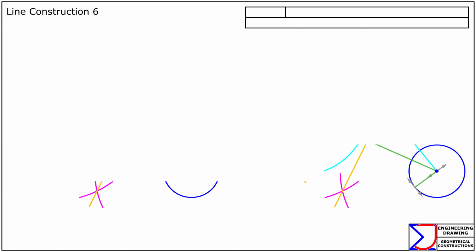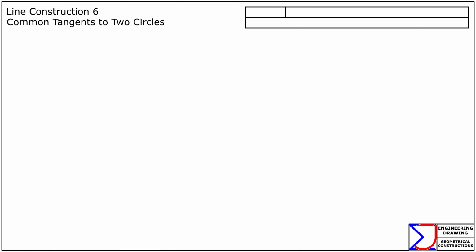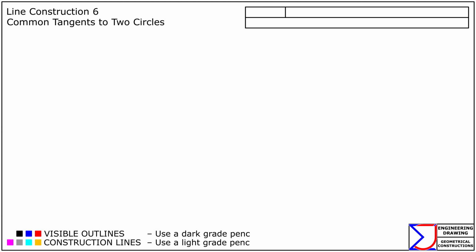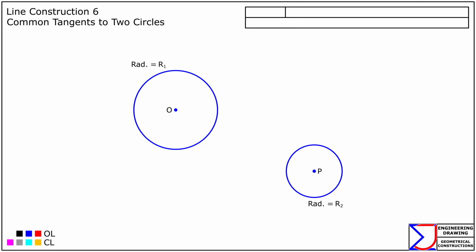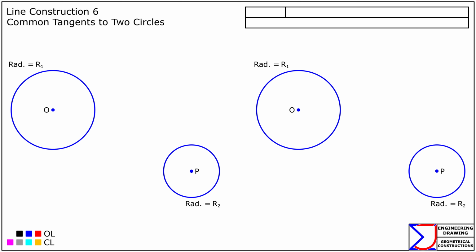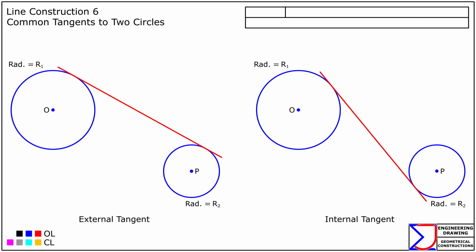Line construction 6. Next, we will construct common tangents to two circles. Let the two circles have centers O and P with radii R1 and R2. There are two possibilities to consider: external tangent and internal tangent.